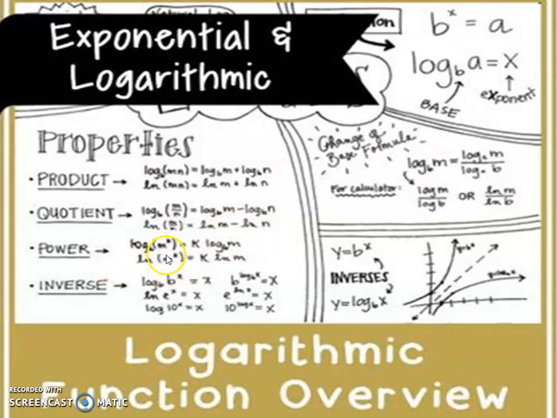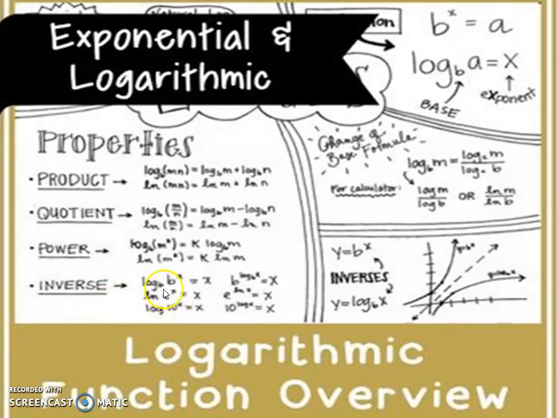Power, that is a very useful law of logarithm: log of m raised to k is k times log of m to the base b, and ln of m raised to k is k times ln of m. That means these properties are most useful in log and also in ln, that is, log with base e.